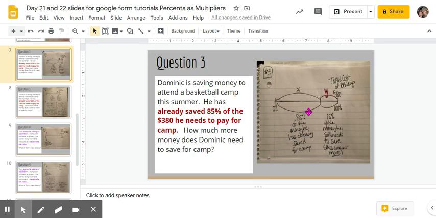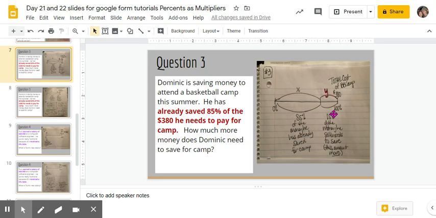So I draw from 0 to 100%. The total, $380 for camp, belongs above the 100%. 85% is what he already saved. So I'm going to make a scoopy way out here, beyond 50%, close beyond 75%. That represents 85% of the money that he has already saved for camp. Above it, I have a scoopy with X, and X is representing the value that is 85% of the money.